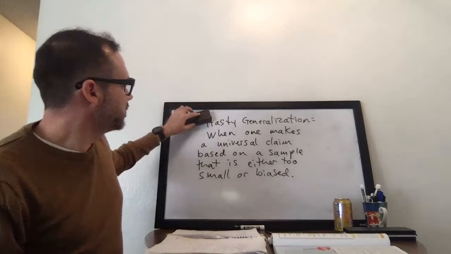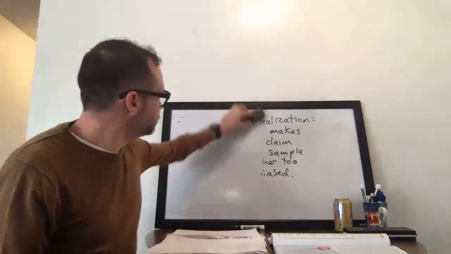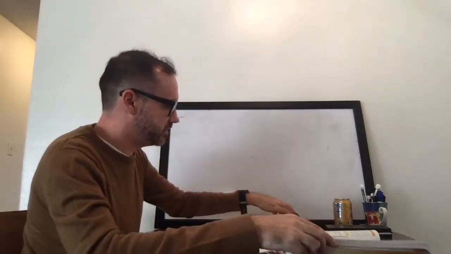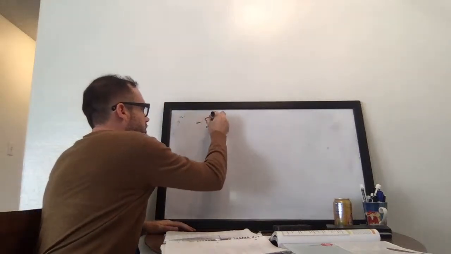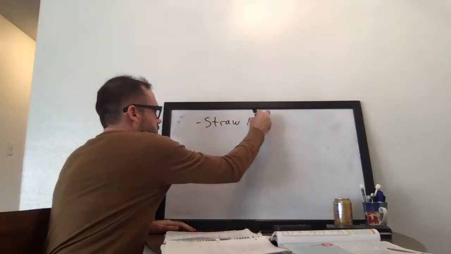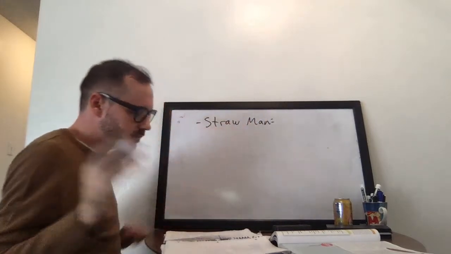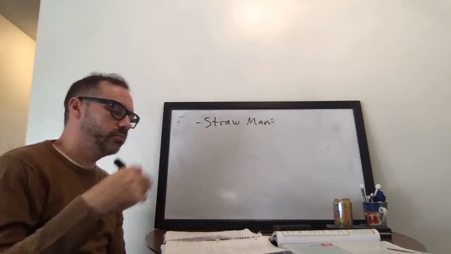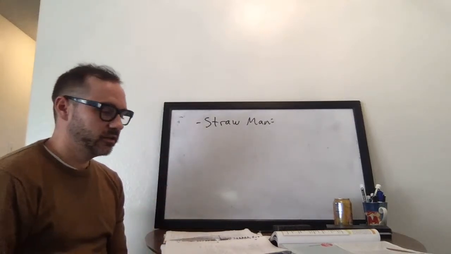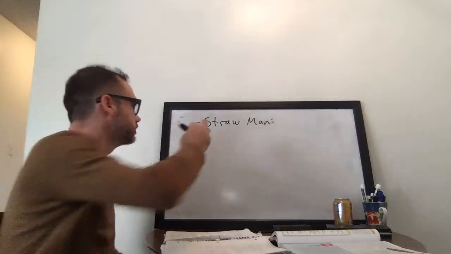So next is the straw man fallacy. Okay, so straw man. What is the straw man? Straw man is another commonly seen fallacy in politics, the media, and social media. So let's talk about it. So this is a fallacy when a person distorts or misrepresents their opponent's argument to make it seem easier to refute.